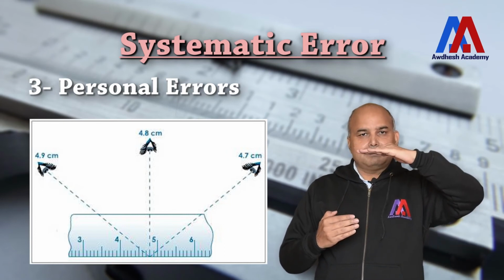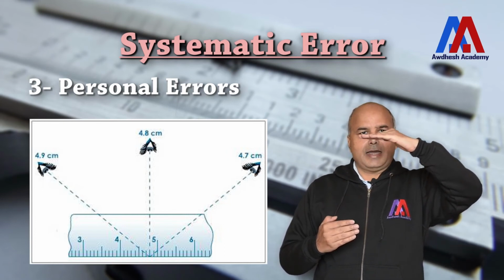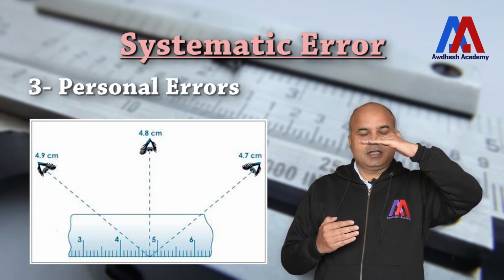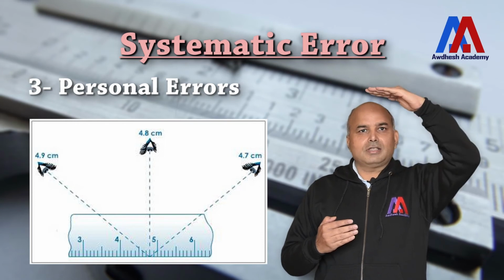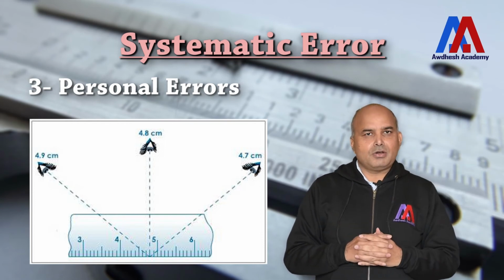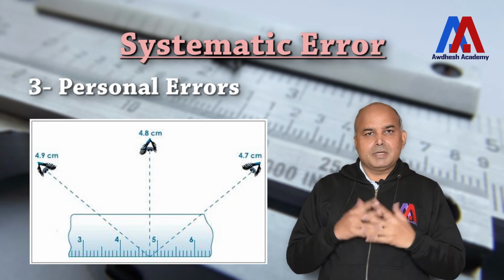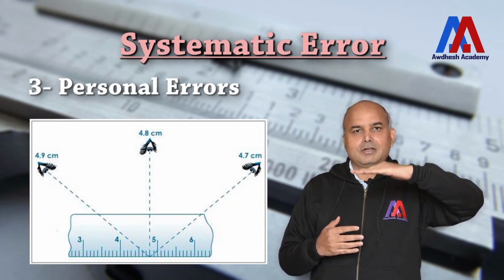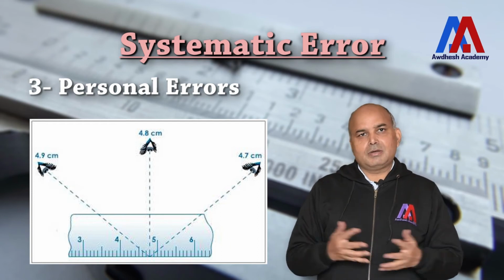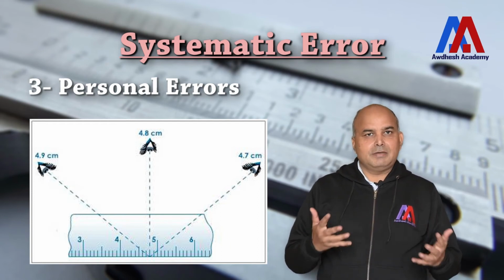Ideally, you should see the scale just at eye level. If you are looking at it just at eye level, you will get the right dimension. But if you are looking slightly from the lower side or slightly from the higher side, then the dimensions will be wrong. This is basically a personal error, and people have a tendency to sometimes see only from the lower side or sometimes from the higher side, and they tend to commit the mistakes in the same direction.